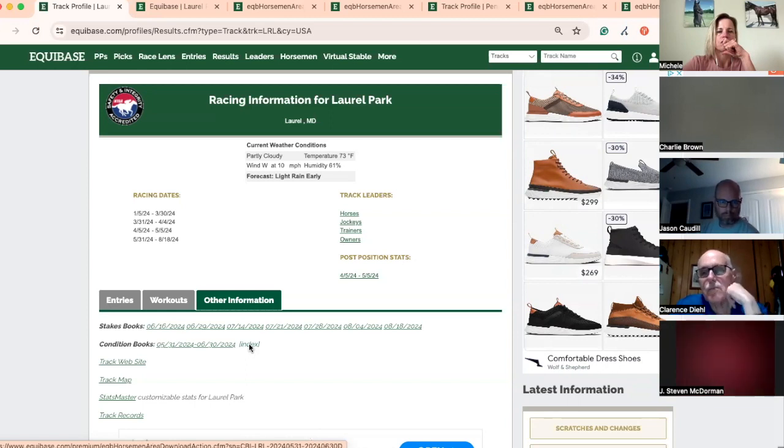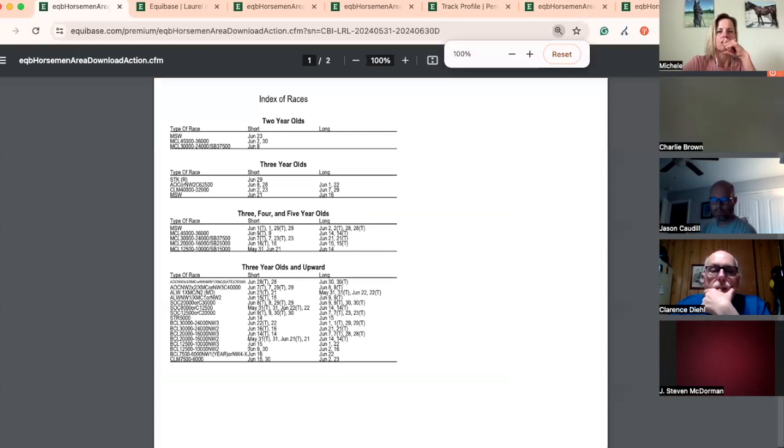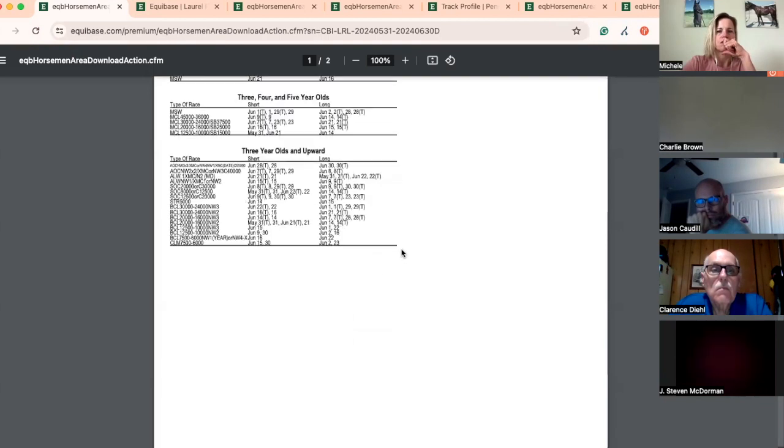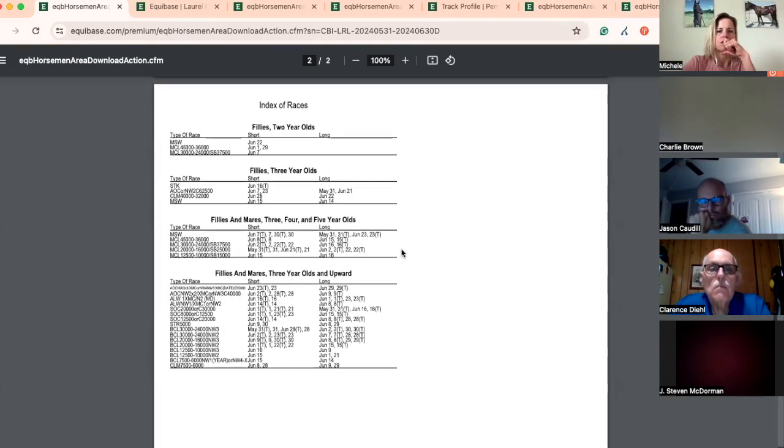We're going to start with the index, so I'm going to click the index. Hopefully all of you can see this. You'll see a list, just like it sounds, an index of all of the races in the condition book. They break it out by category for you: 2-year-olds, 3-year-olds, 3-year-olds and up races. Same thing on the filly side.